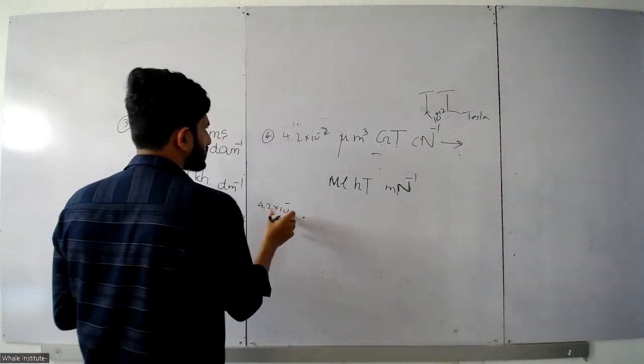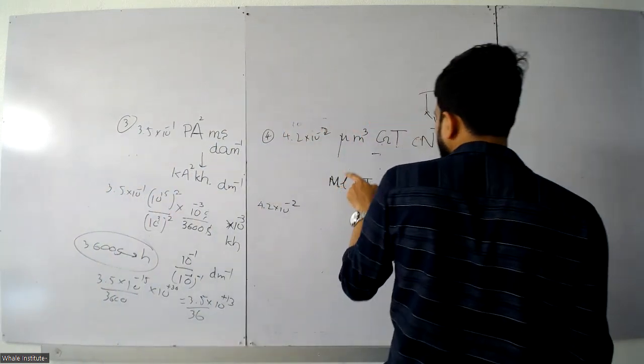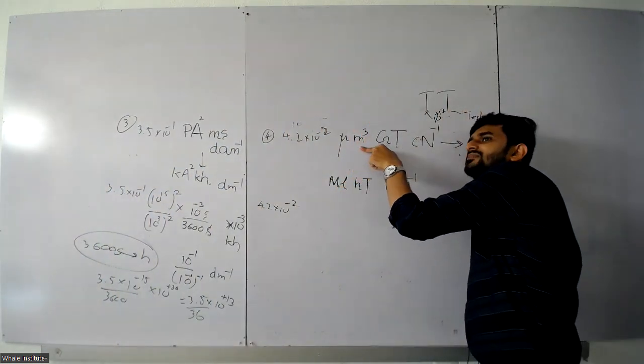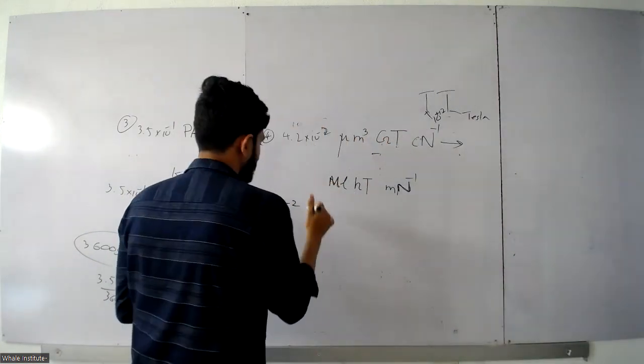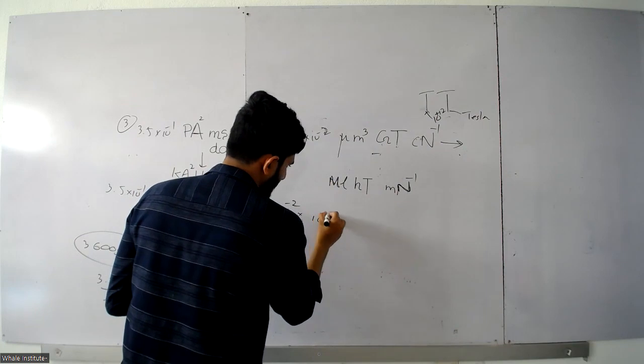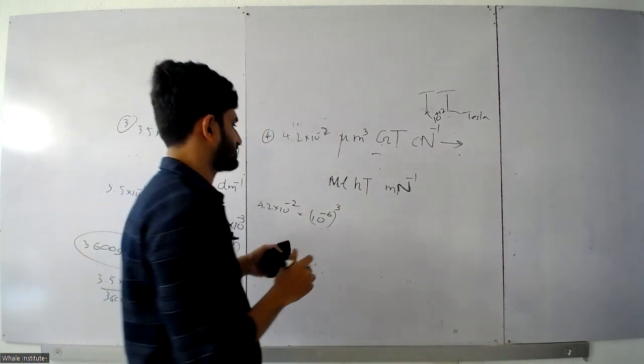Here micro cubic meters, right? Then first we remove micro, but here it's cube, right? Micro means 10 to the minus 6, but it's cube. So I have to put 3 here.